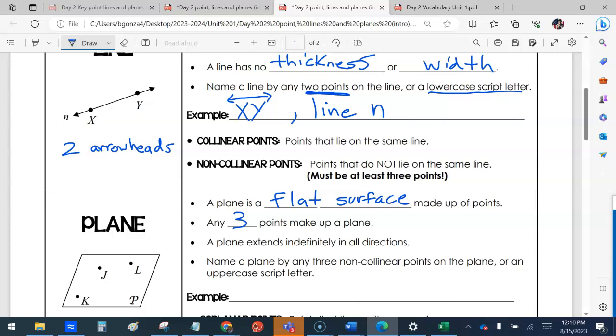Here's why. Think about 3 random points in space. If you connect those 3 points, what shape did you just make? A what? Triangle, right? 3 points, triangle. And a triangle is flat, just like a plane is flat. So it kind of makes sense.